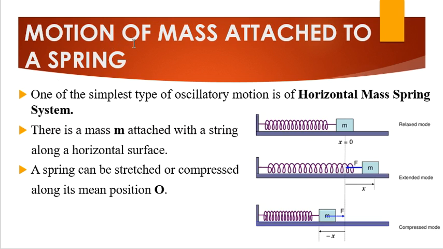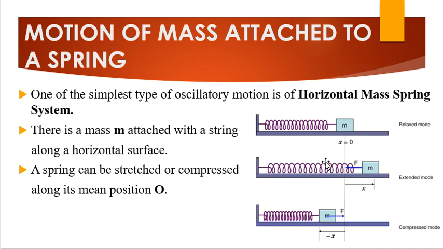Today we will discuss the motion of a mass attached to a spring. It is one of the simplest types of oscillatory motion. You can see a horizontal frictionless surface on which there is a mass attached to a spring along the horizontal surface. Let's say this mass is m, and we can exert a force on the mass. When we exert some force on the mass, the spring can be stretched as well as compressed.